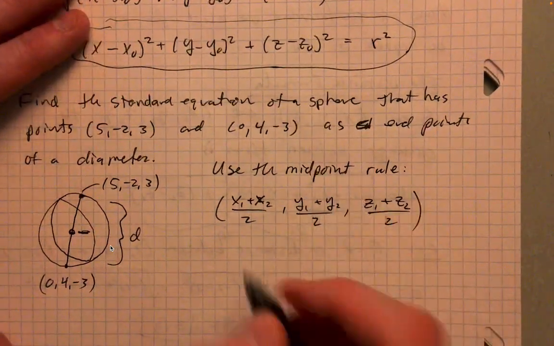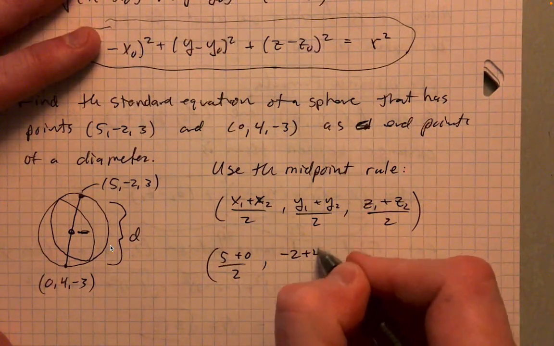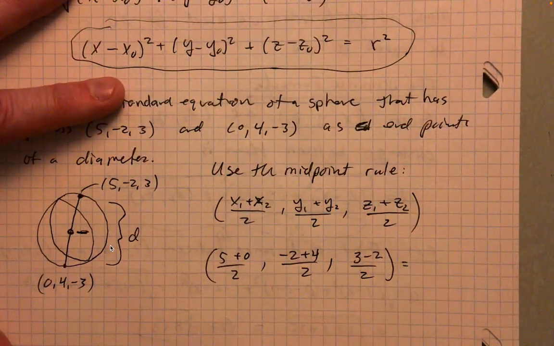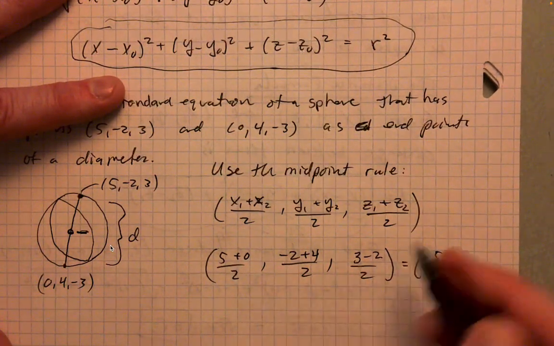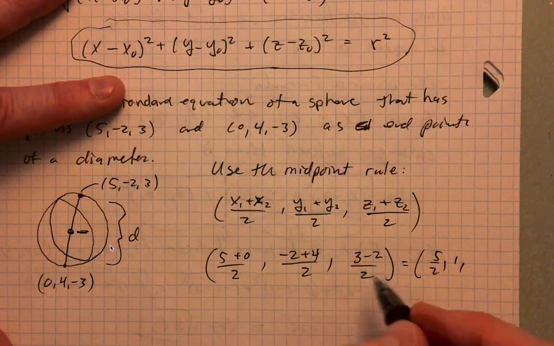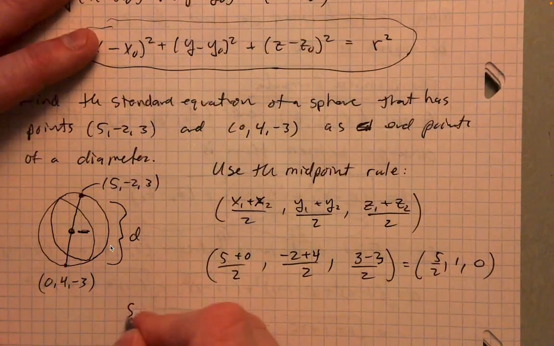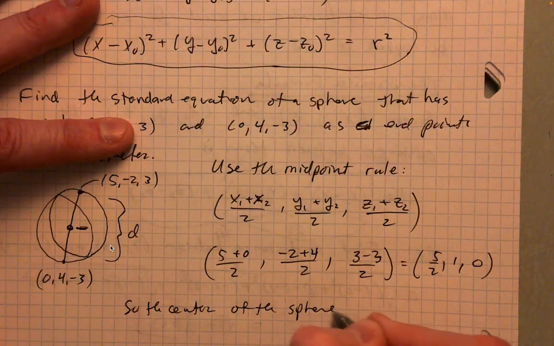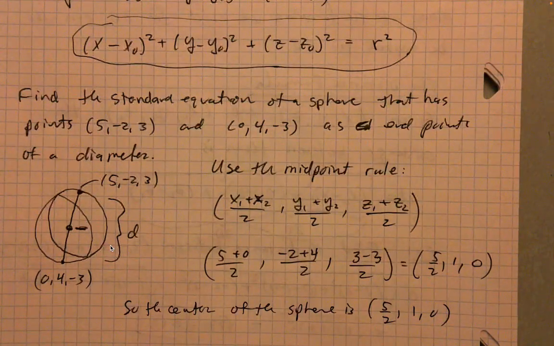So this would be 5 plus 0 over 2, and -2 plus 4 over 2, and 3 minus 3 over 2. Okay, and so what do you get? You get 5 halves, and 2 over 2 is 1, and then this would be 3 minus 3, so that'd be 0. So the center of the sphere is 5 halves, 1, and 0. Okay, so that's the center.